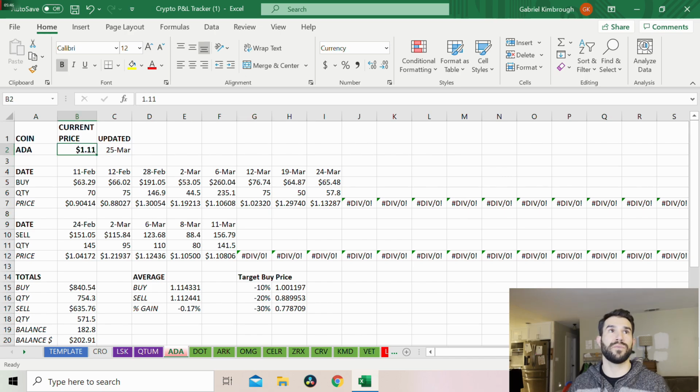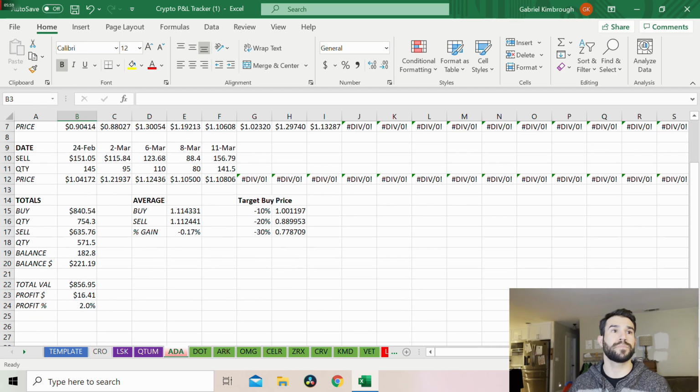Right now you can see right here is the coin ADA, and the current price, this was actually updated yesterday at 111. So right now it is at 121. Now when I update that, you may have seen down here my total balance adjust. This is the balance of what I have right now, 182.8 coins, and that's the balance, and this shows me whether I'm at a profit or a loss.